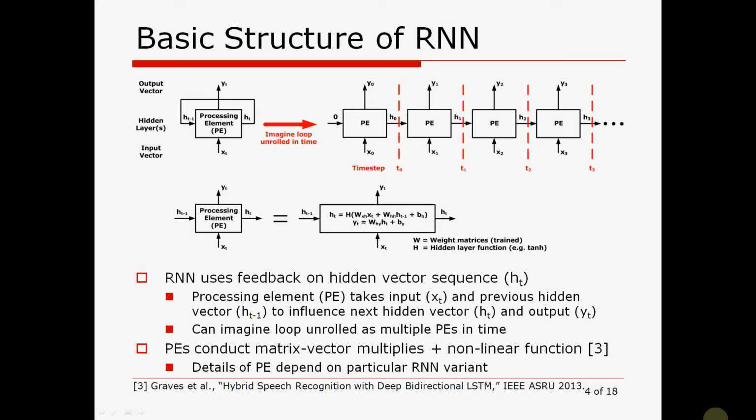which I call capital H here. So this capital H is just a nonlinear function. In the simplest form, an RNN can assume a tanh, or a hyperbolic tangent function. But the details of the implementation of this hidden layer function, as well as what actually goes inside the processing element, really depends on the type of recurrent neural network we have.